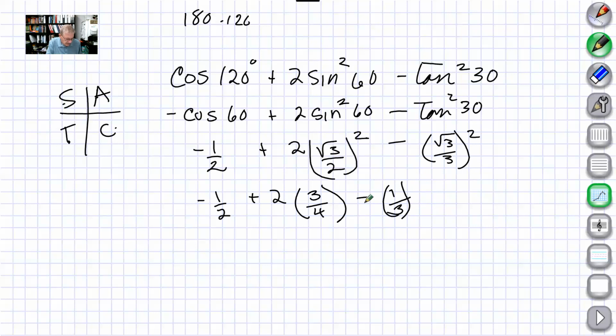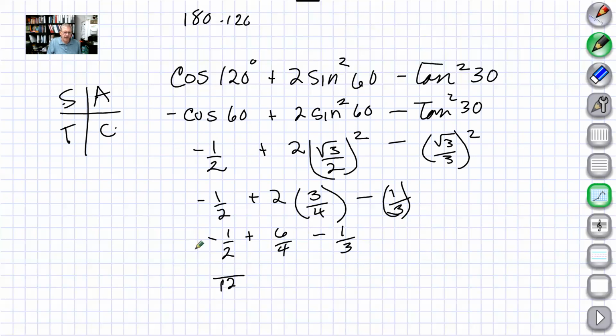So how am I going to add all this up? Let's do this extra step. Negative 1/2 plus 6/4 minus 1/3. I need a common denominator, something that they would all go into. Could I use 6? No, 4 won't go into 6. How about 12?